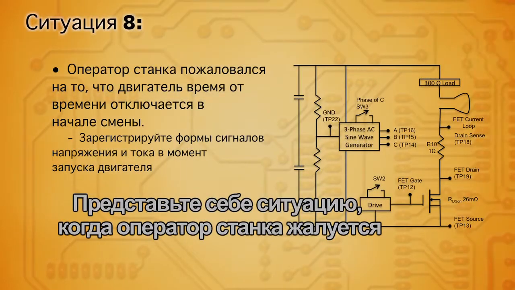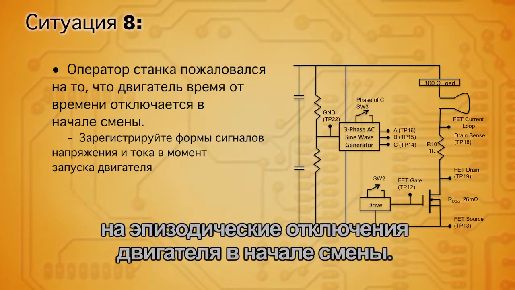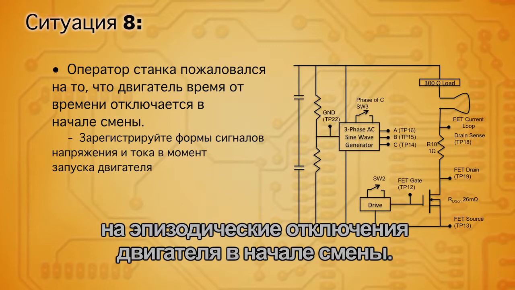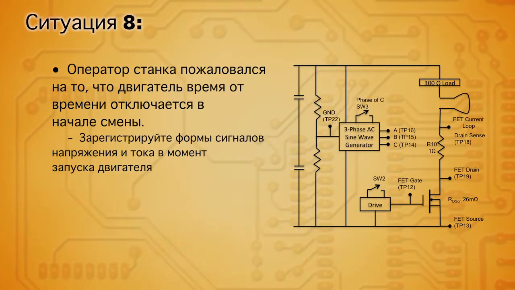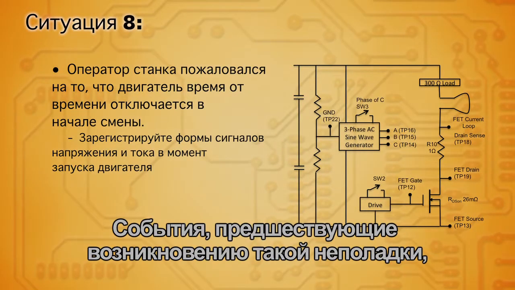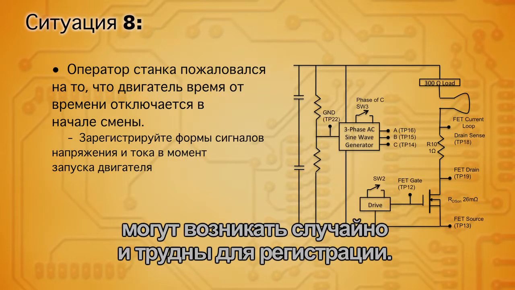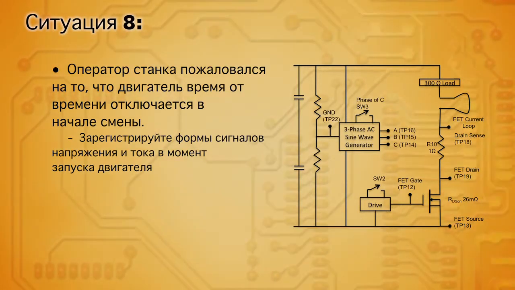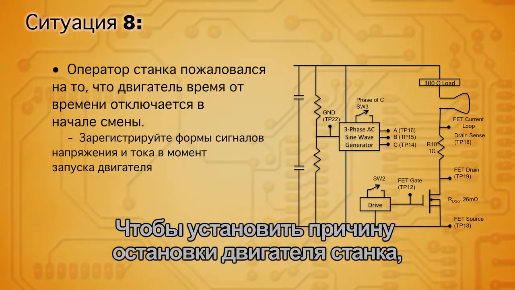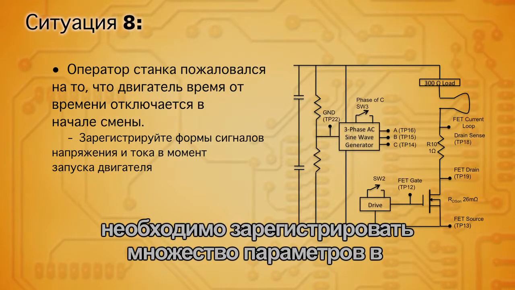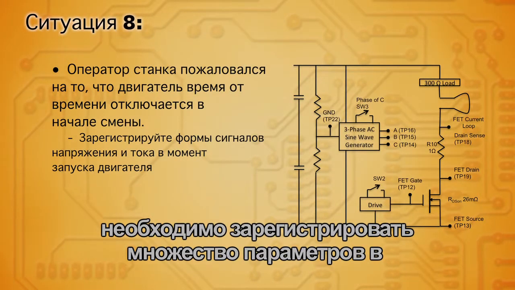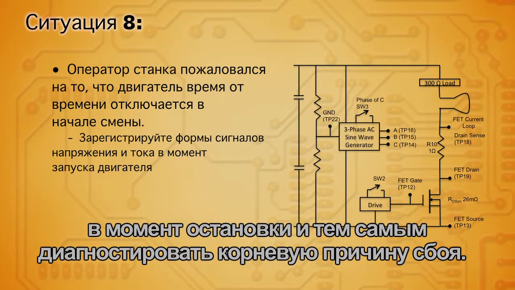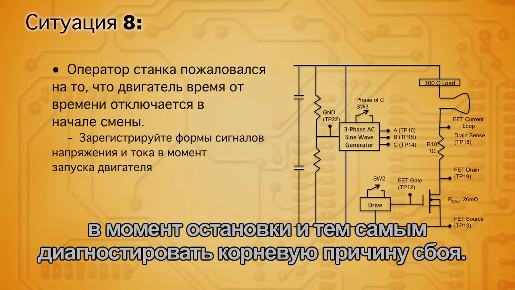Imagine a situation where a machine operator is complaining that a motor was occasionally shutting down at the start of their shift. The events behind this type of problem may be random in nature and difficult to capture. In order to ascertain why the machine is shutting down, we'd have to capture multiple parameters at the instant it shuts down in order to diagnose the root of the failure.